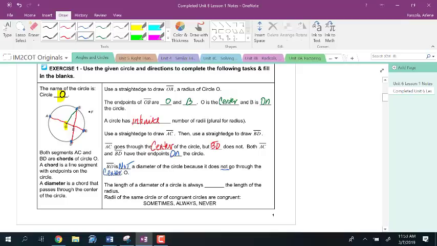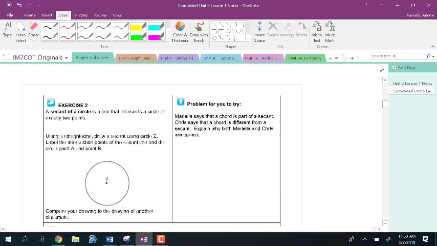O. The length of a diameter of a circle is always twice the length of a radius. We've seen it written as D equals 2R. And the radii of the same circle or of congruent circles are always congruent. Okay, now that's probably all review.